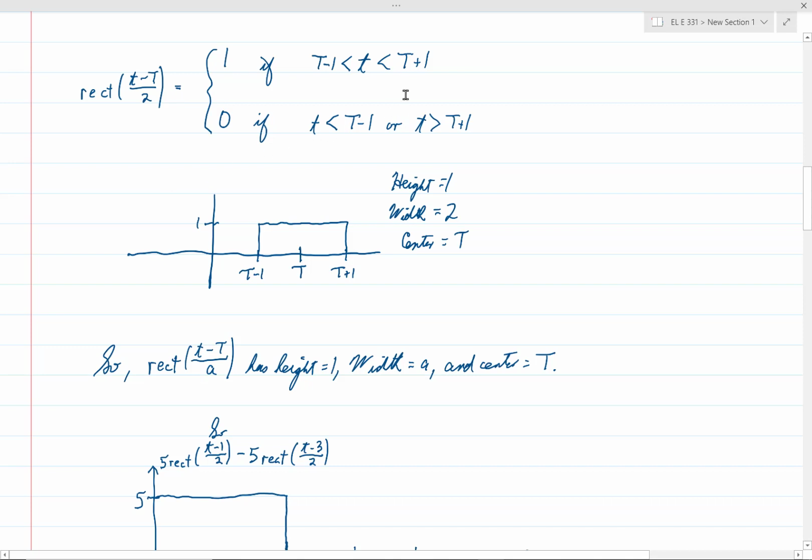So this is an expression for the rectangular function with argument little t minus capital T over 2. And we can see by looking at this equation that we have derived, rather than calling it a definition, that it's equal to 1 when little t is between capital T minus 1 and capital T plus 1, and again the horizontal axis here is little t, and it's equal to 0 if little t is either less than capital T minus 1, which would be over here, or if little t is greater than capital T plus 1, which would be over here.